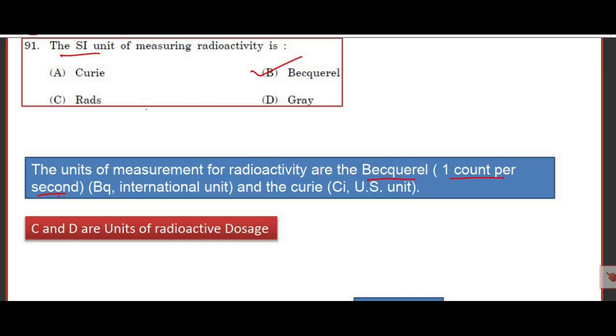Whereas Curie is the US unit. And C and D, that is roentgen and Gray, these two are units for radioactive dosage. They are not for radioactivity. So the correct option is B.